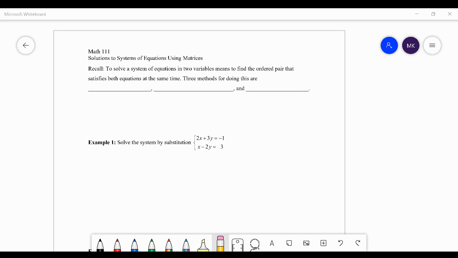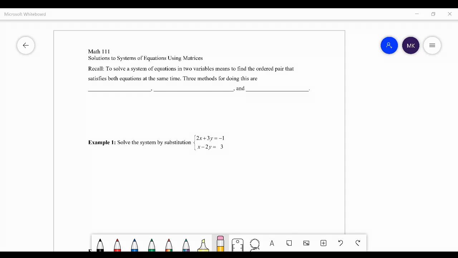So let's start with a little refresher. A system of equations in two variables, or it could be three or more, right? We could have seven variables or anything like that. But in the past, we've done them using two variables. And you can see in this example one here, we've got our two equations, 2x plus 3y equals -1, and x minus 2y equals 3.